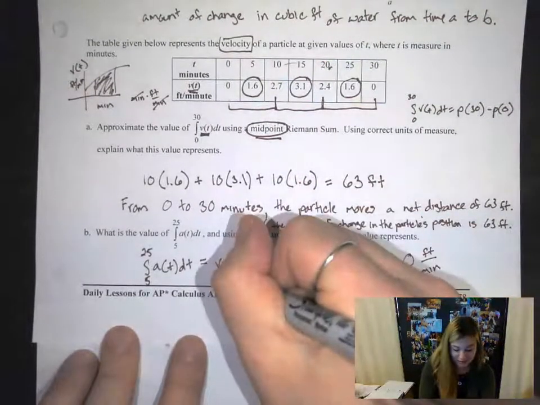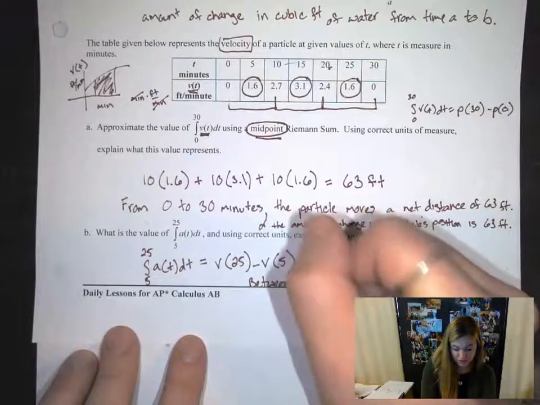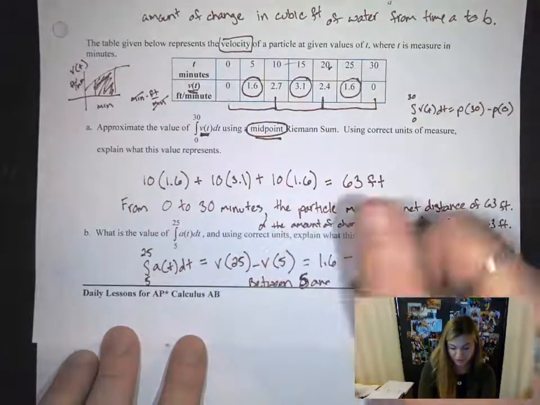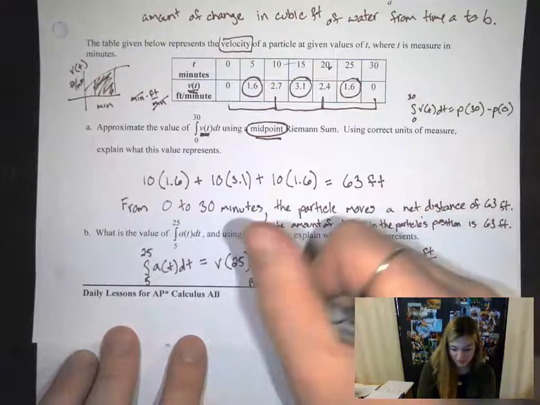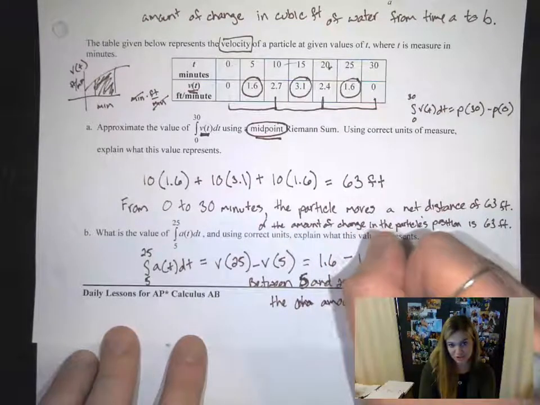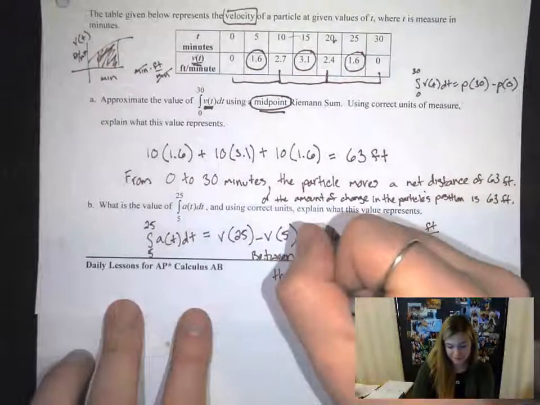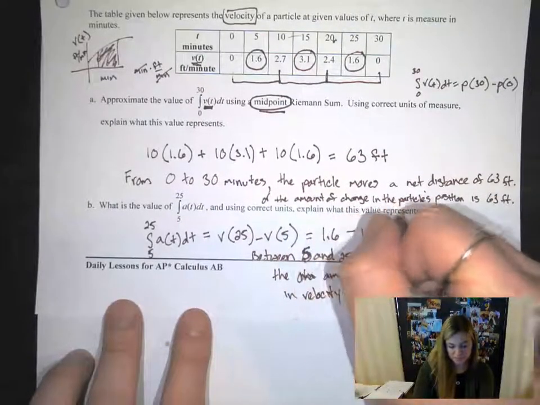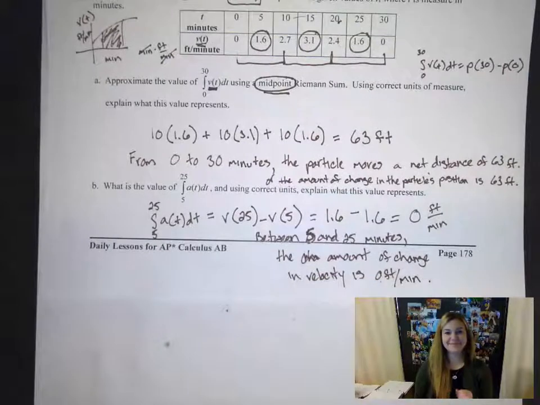So I'm going to say between 5 and 25 minutes, the amount of change of velocity, just so you can use this for everything, the change in velocity is 0 feet per minute. Ta-da! We just connected derivatives and integrals. So exciting. Let's do more.